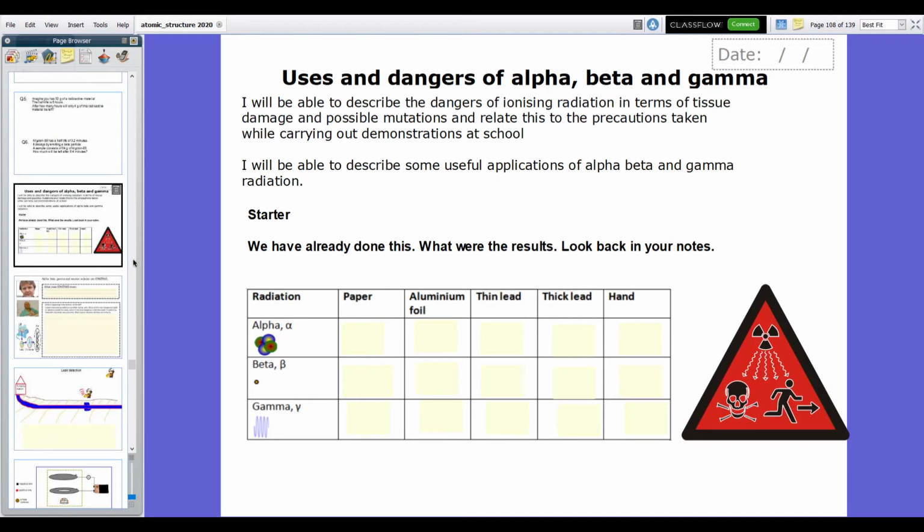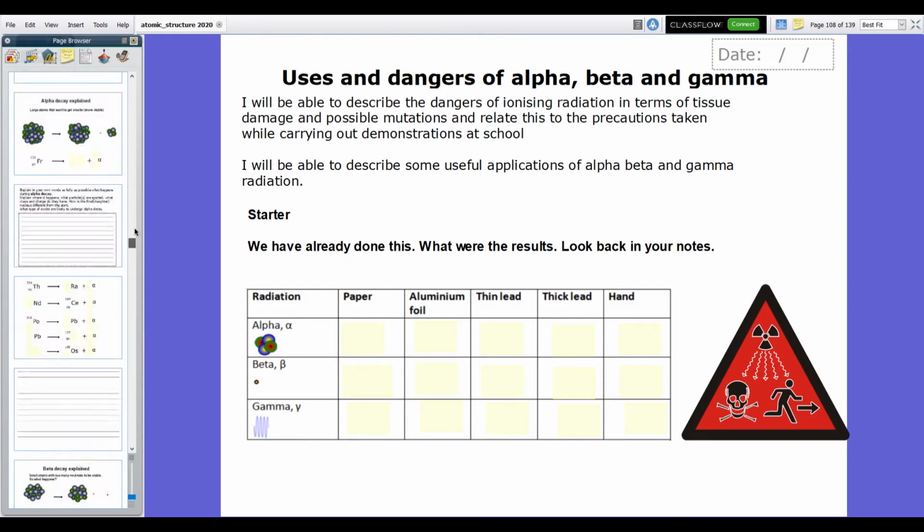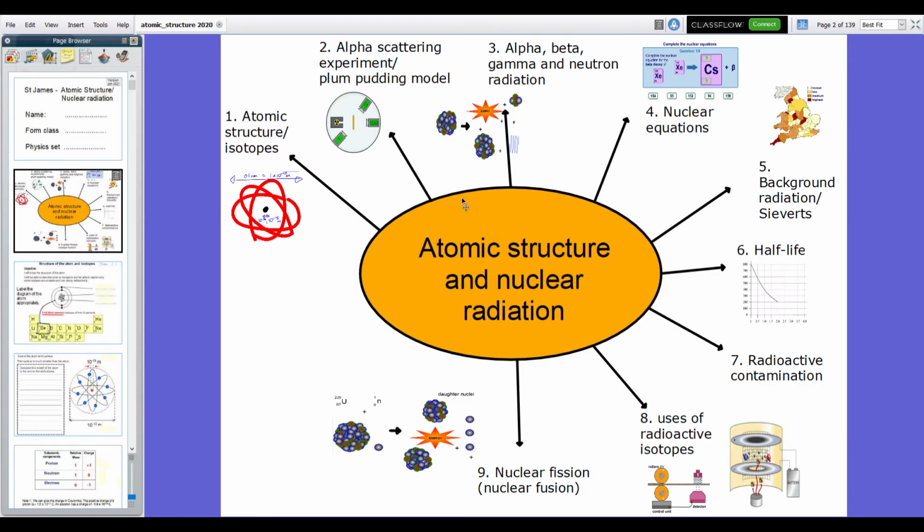So in this lesson, we're going to look at the uses and dangers of alpha, beta and gamma. If you've got the booklet, please add your date in up here. Let me just give you a little idea where we are. We're coming to the end of this topic. So we're looking at the uses of radioactive isotopes.